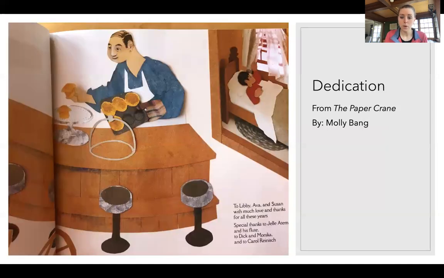So this is from The Paper Crane, and Molly Bang, the author of that book, dedicated her book to Libby, Ava, and Susan with much love and thanks for all these years.